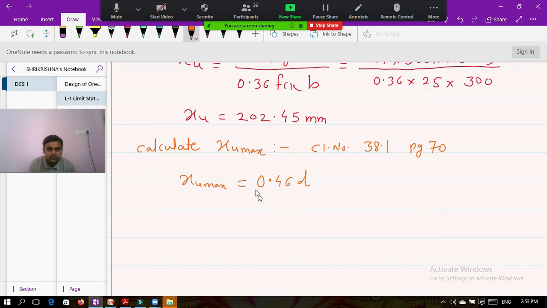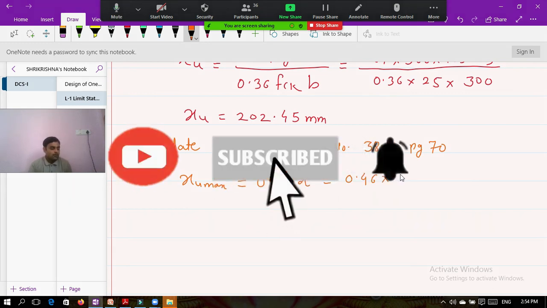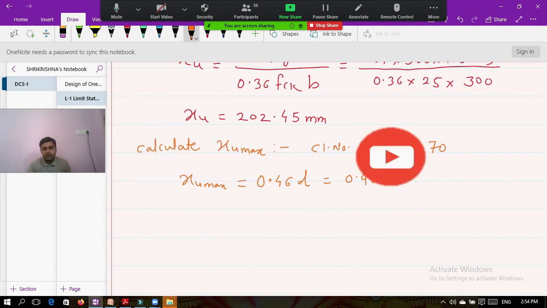XU max is equal to, for the grade of 500, what is the value for 500? 0.46 is the right answer. So XU max is equal to, if you put the values over here, 0.46 into D, which is 450, then the value works out to be... what is the value? 207.